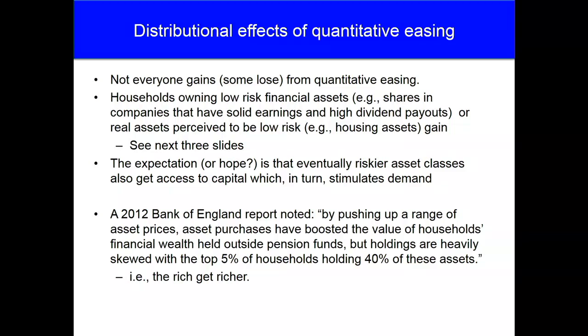So asset repurchases have boosted the value of household financial wealth held outside pension funds, but these holdings are heavily skewed to the top 5% of households holding 40% of these assets. In other words, the rich have got richer under quantitative easing.